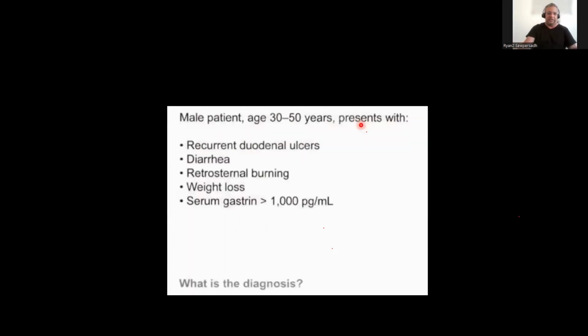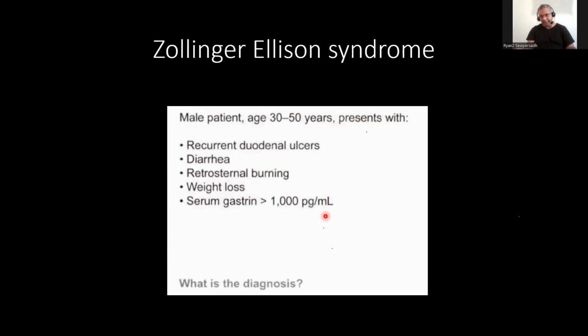Male patient, 30 to 50 years old, round about there, presents with recurrent duodenal ulcers, with diarrhea, rectal burning, weight loss. This is important, guys. Serum gastrin above 1,000. Okay, so this obviously speaks to Zollinger-Ellison syndrome, which is gastrinoma.